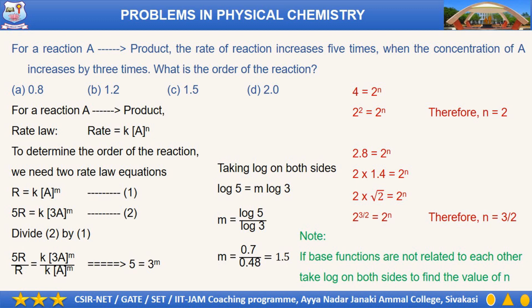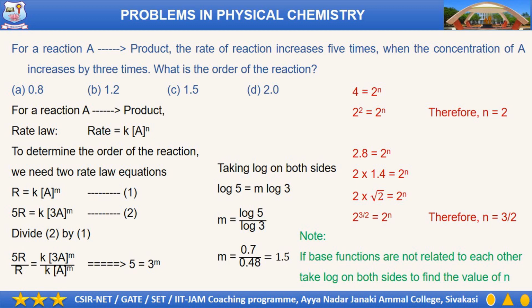Log 2 is equal to 0.7, log 3 is equal to 0.48. Therefore, the value would be nearly 2.1... The value is 2. It is equal to nearly 1.5. Therefore, what is the answer? C is the answer, by which you can easily calculate this.